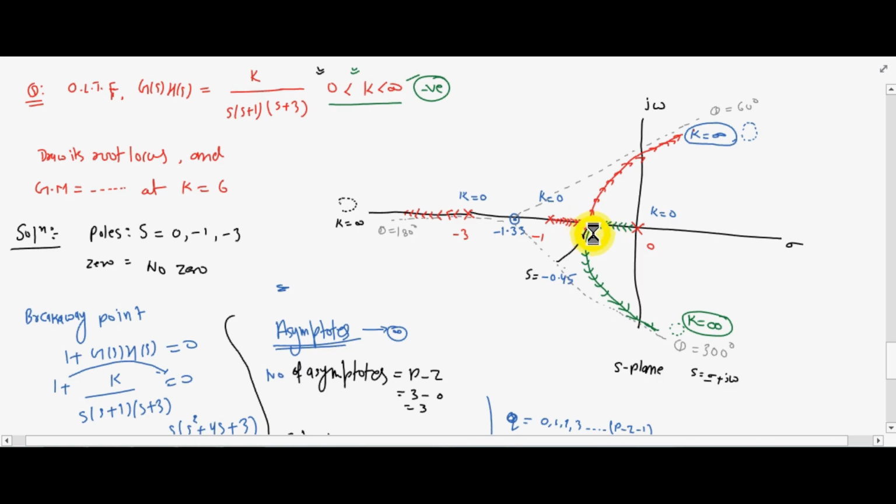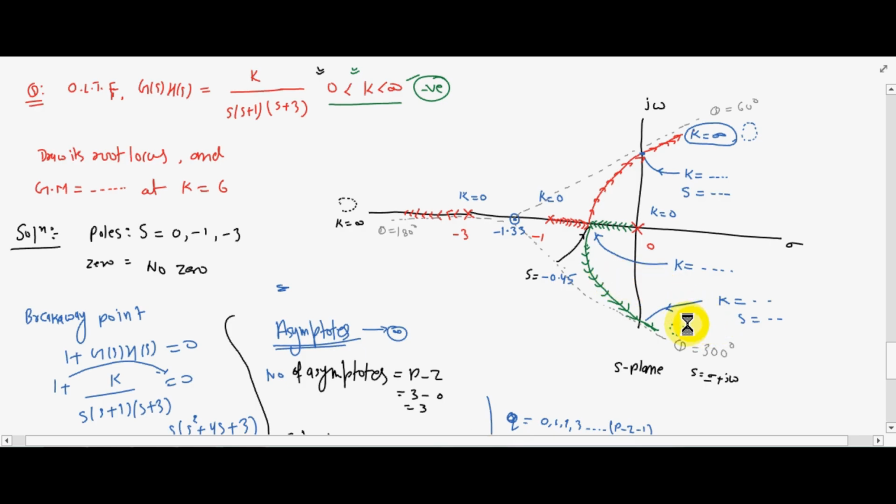Actually, maybe someone asked what is the value of k at this point, means at breakaway point what is the value of k. Someone may ask also what is the value of k at this point, what is the value of s at this point. Someone also asks here what is the value of k at this point, what is the value of k and what is the value of s.